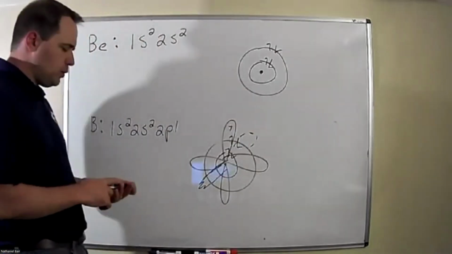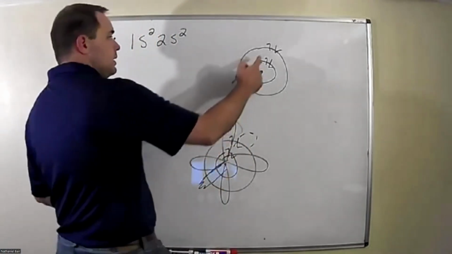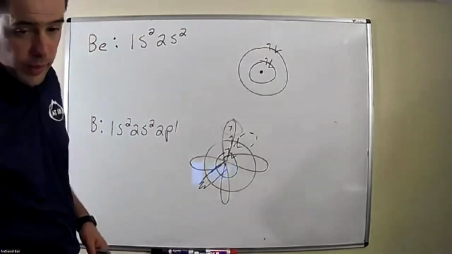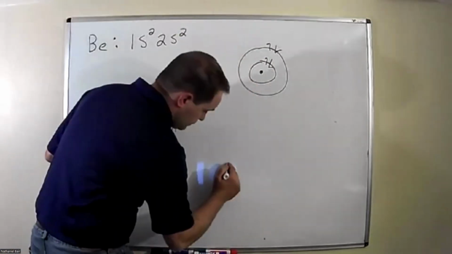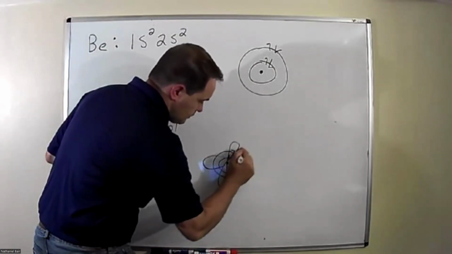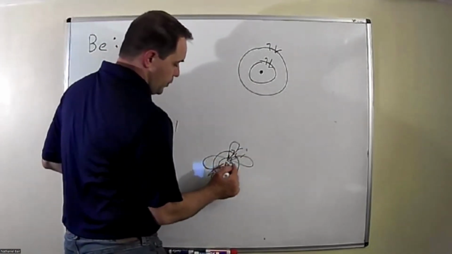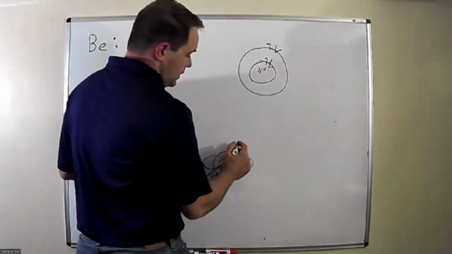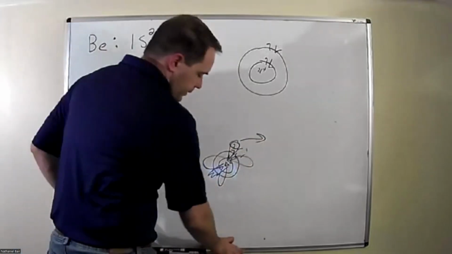Why is it actually easier to steal an electron from this boron than it is from beryllium, even though boron is smaller? And technically, again, boron is smaller. I really should have drawn it smaller. Why is boron smaller? Boron's got more protons. Boron's got 5 protons. Beryllium's got 4 protons. What's going on here? Why is it actually easier to steal this electron even though it's smaller? Here's why. It's got way more shielding.